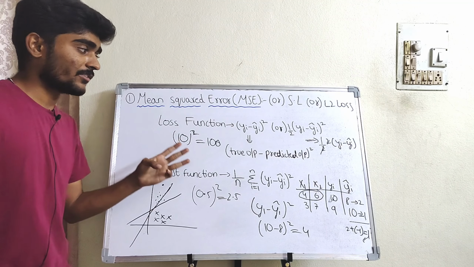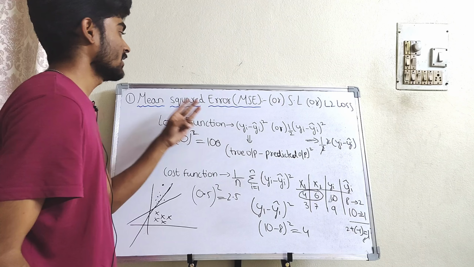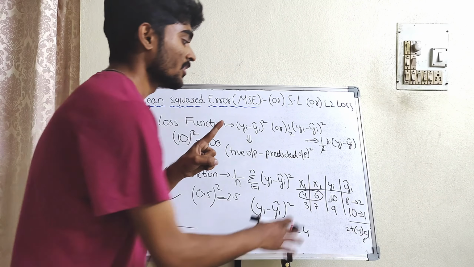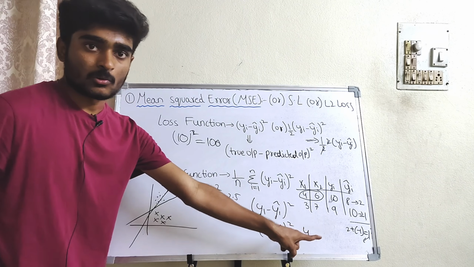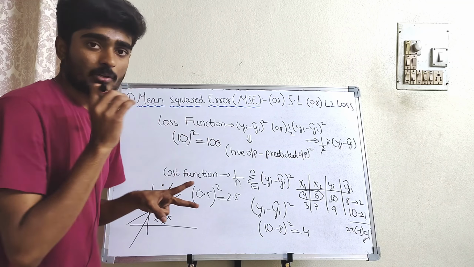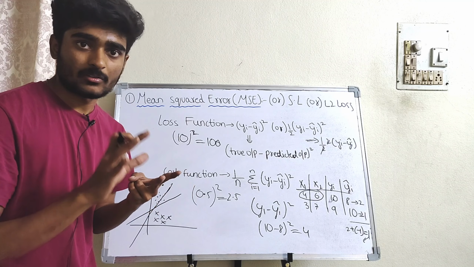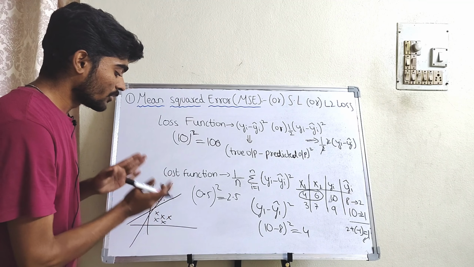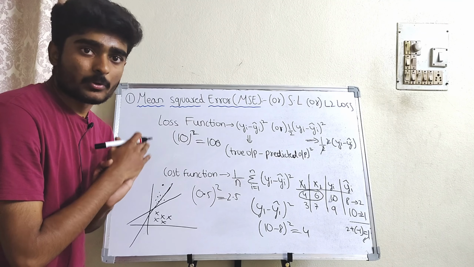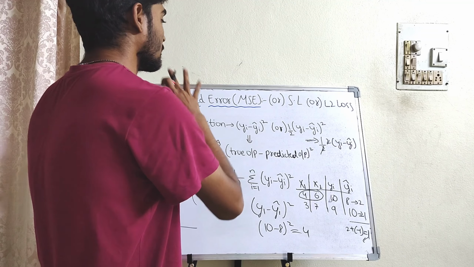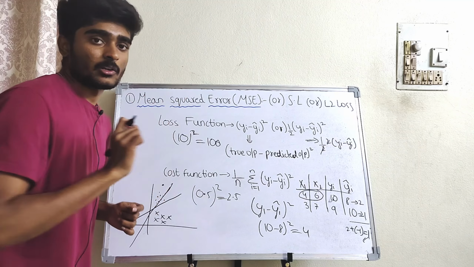These are the three effects of squaring in the mean squared error loss function. First is the effect on the cost function, second is magnifying the loss, and third is that you are giving much importance to the data points which are producing the higher loss. These are the impacts of squaring in the mean squared error loss function.